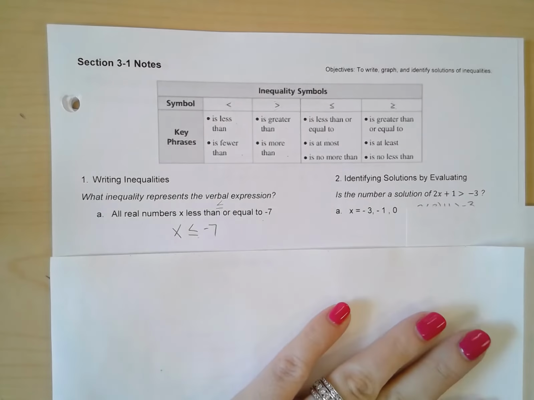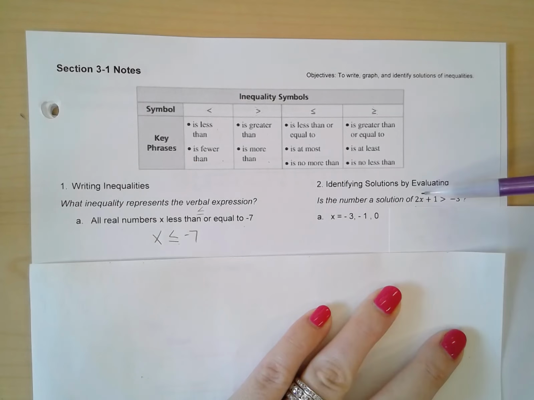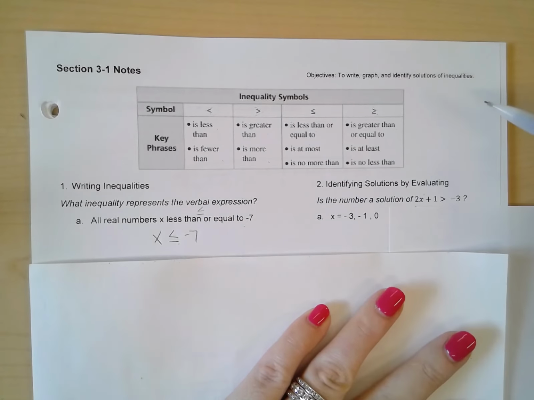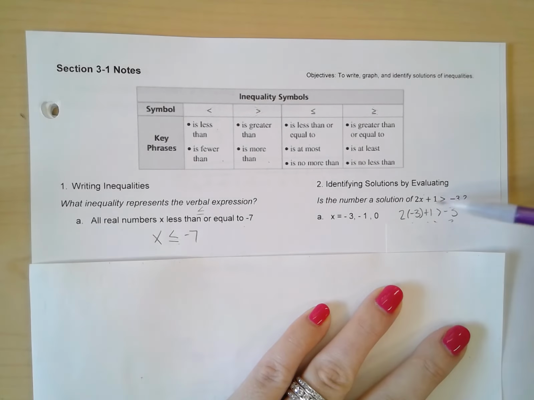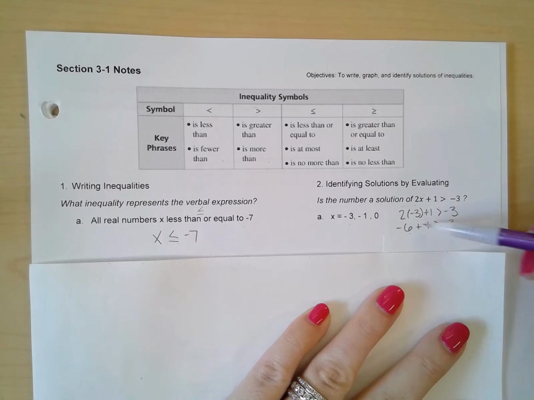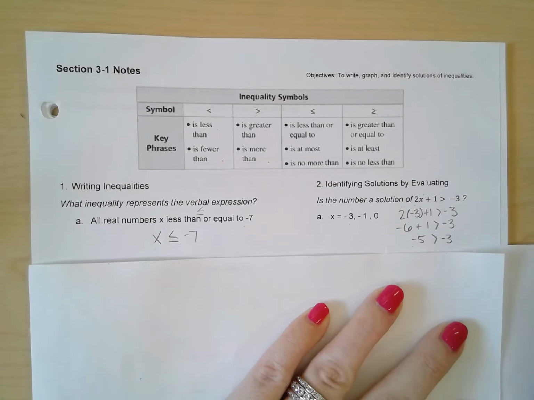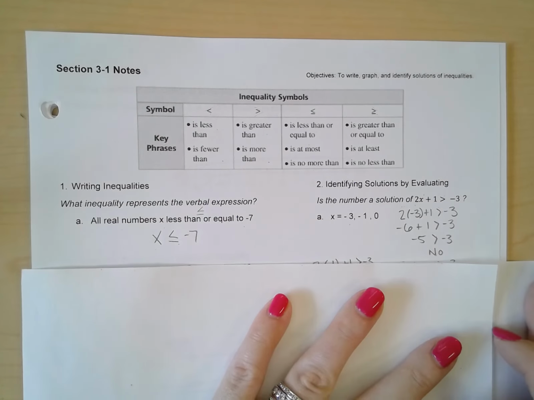Number 2 says, is the number a solution of 2x plus 1 is greater than -3. So not equal to, but has to be greater than. And they want to know for x being -3, -1, and 0. So I'm going to first plug in -3. So 2 times -3 plus 1, is that greater than -3? So 2 times -3 is -6. So -6 plus 1 is -5. Is -5 greater than -3? The answer for this is no, it is not.